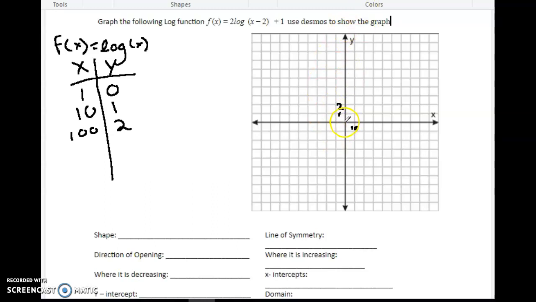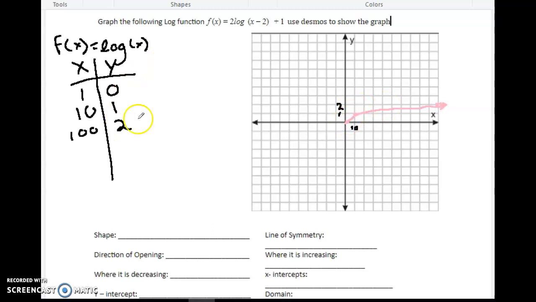So if I go 1, I go over 1, up 0. The first point's going to be right here. Okay, and the next one's going to be 10, 1, so it'll be right here. And the next one is going to be 10, 20, 30, 40, 50, 60, 70, 80, 90, 100, and up to 2. So it's going to be right here. And this is going to be my parent function. Just like that. And that goes on forever and ever. However, right here does not. This is the starting point.